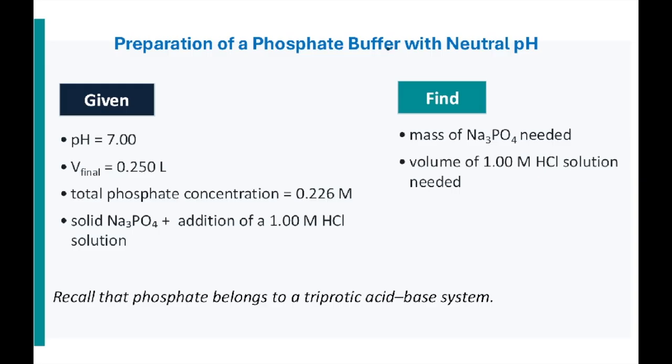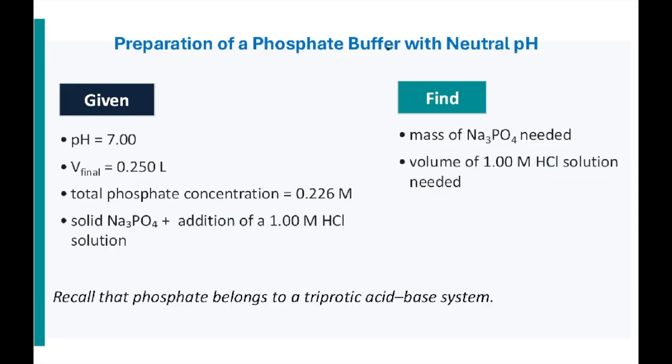And we're going to prepare this through the addition of solid sodium phosphate plus the addition of a 1.00 molar hydrochloric acid solution. What we want to determine here is the mass of phosphate needed to prepare this buffer plus the volume of that 1 molar hydrochloric acid solution that we need.